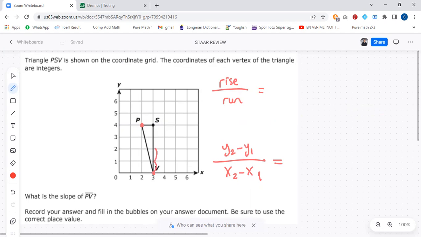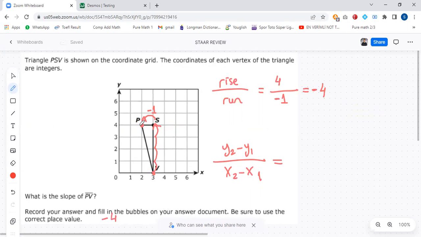So 1, 2, 3, 4 units upwards, right? Rise is going to be 4. And then, guys, let's be careful here. We are going to the left side. So if your run is to the left, it's going to be -1. If your run is to the right, it's going to be positive. So this is going to be -4. So it is -4.